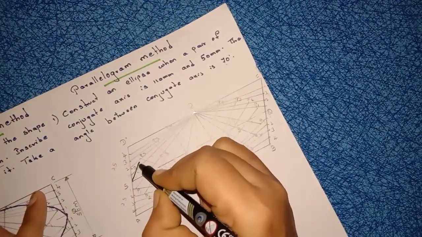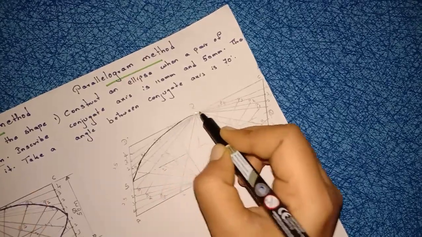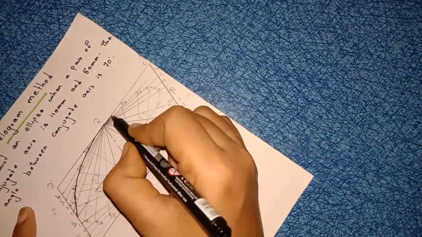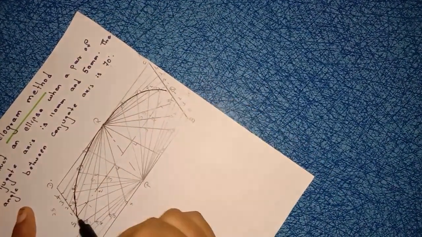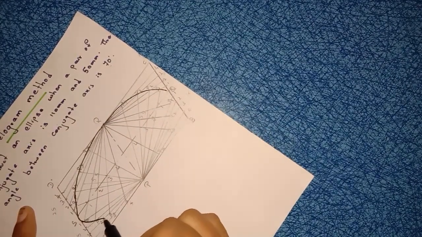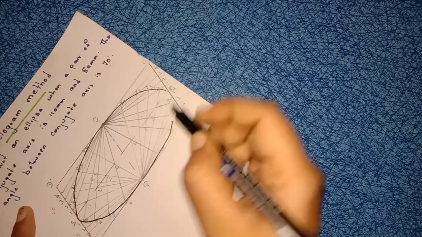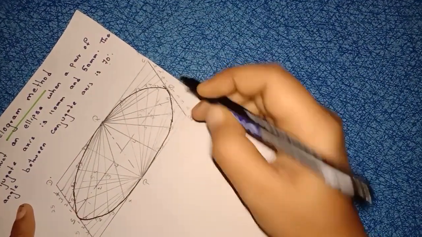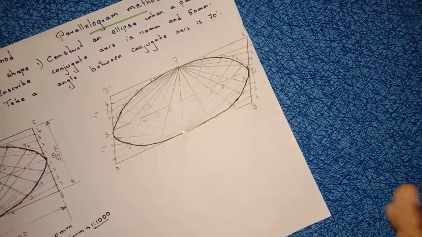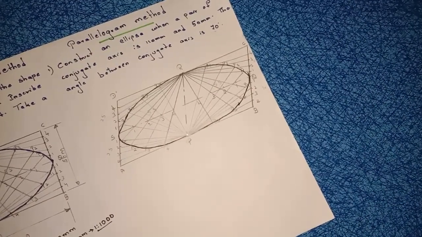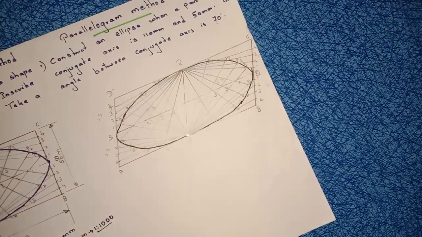yes, P1, P2, P3, P4. Right? Again here P4, P3, P2, Q. And here again S, P2, P3, P4, P4, P3, P2, P1. You will get the shape of the ellipse. Right? So this is how to construct the parallelogram method.